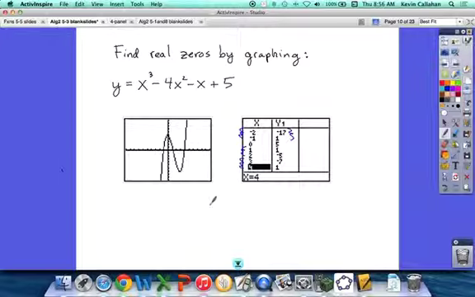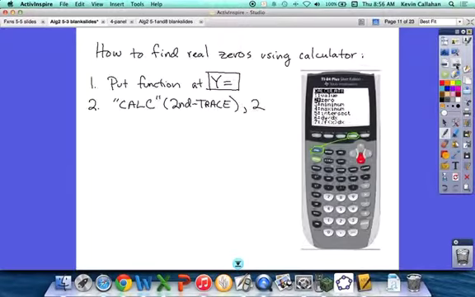So I'm gonna show you these calculator procedures for finding zeros. And you need to be trying to follow along, right? If you don't follow along, there's nothing I can do to help you. I'm gonna lead a horse to water, you can't make him drink, okay? As they say.